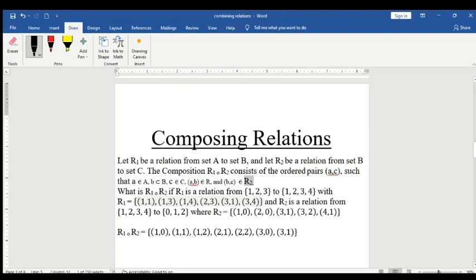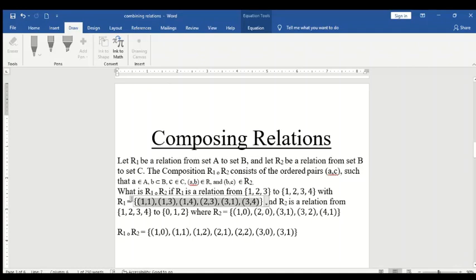Talking about the composition of R1 and R2, if R1 is a relation from 1, 2, 3, and R2 is a relation from 1, 2, 3, 4, to make it clearer we have the set of ordered pairs for R1. The first ordered pair is (1, 1), then (1, 3), (1, 4), (2, 3), (3, 1), and (3, 4). So that is for R1.